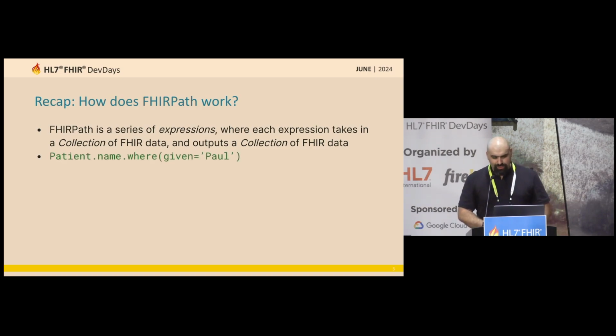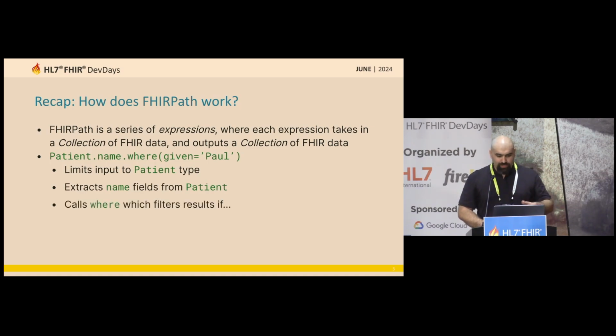I have a quick example like patient.name.where(given = 'Paul'). What this does is it limits the input to only patient types. It extracts the name field from the patient. It calls where, which is a function that does filtering, and it only keeps the result if, for the previous one, name.given, that given field is actually equal to Paul.